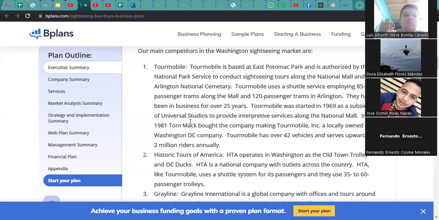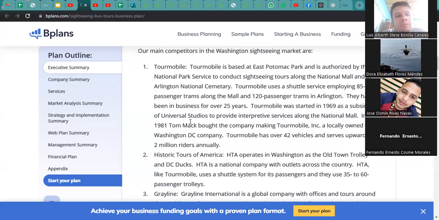It says they use a shuttle service employing 85 passenger trams along the mall and 120 passenger trams in Arlington. Trams are like long cars that are linked one to another, and they go together. The good thing for them is that they have 85 passengers in one tour, that is a lot. Or 120 passengers also is a lot. And it says that they have been in business for over 25 years. So they have a history. They have a reputation. Everybody knows this tour company.